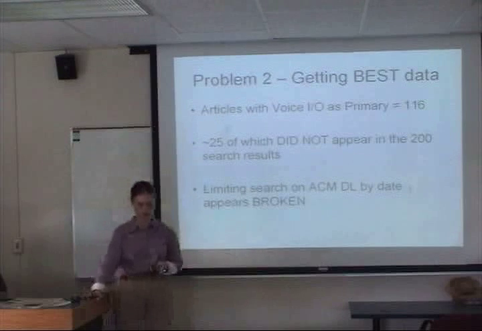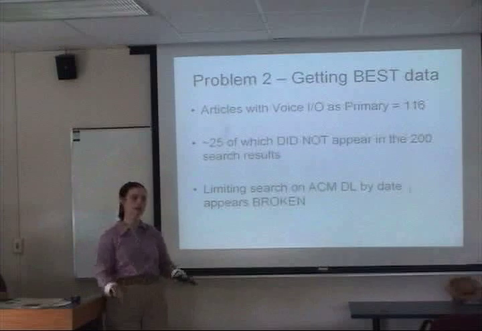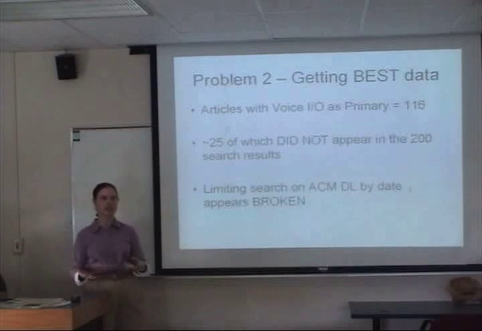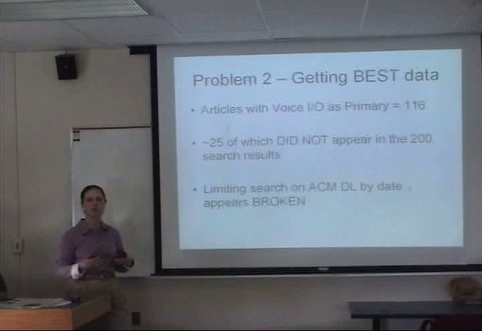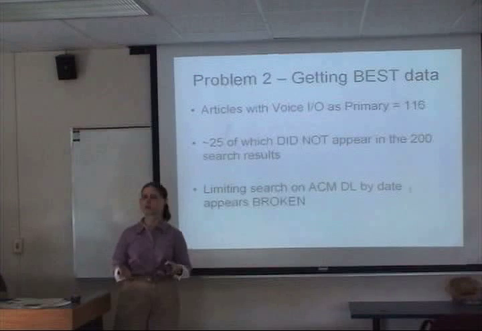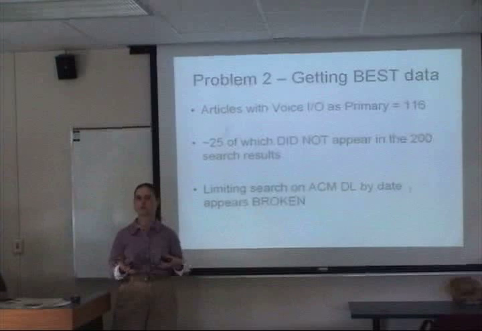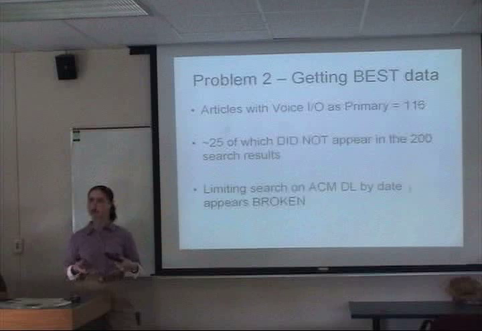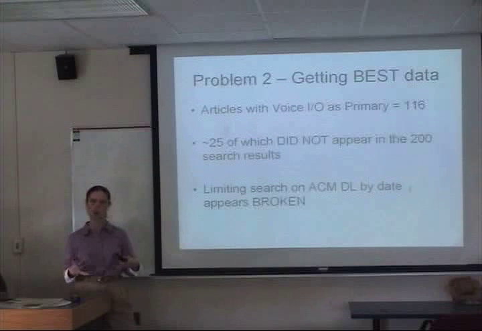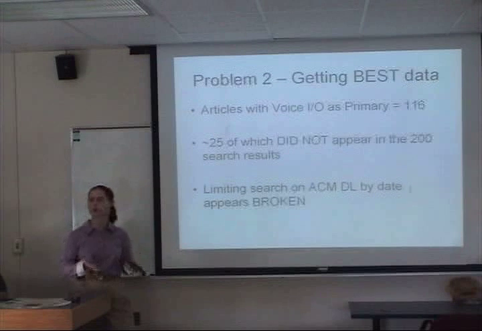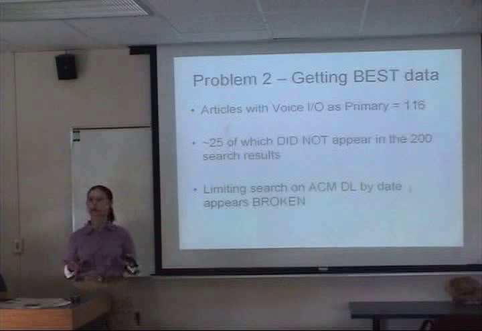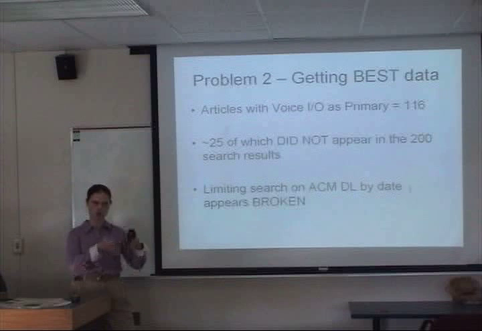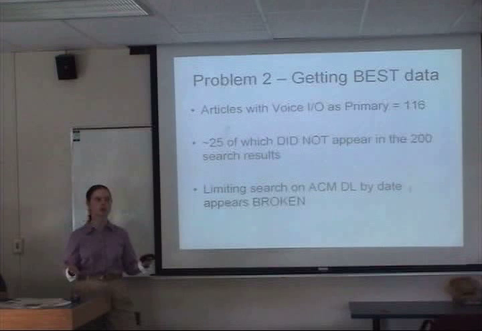Number two, getting the best data. Okay, I'm in a situation where I can't get it all, so let's get the best I can. There are 116 articles that are currently classified as Voice.io being the primary classification. But as I was trying to expand that set of 200, I found that at least 25 of those articles didn't show up. They were primary classification, but the search on the string for the classification didn't bring those up.